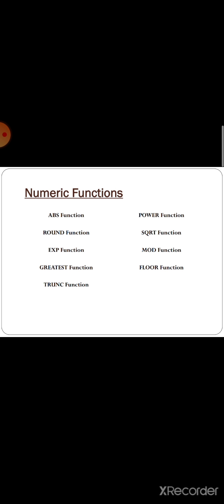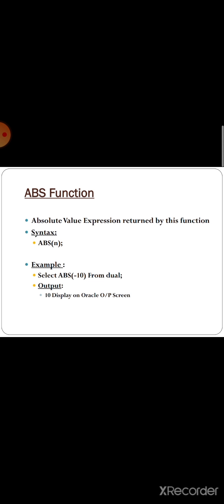Okay, so next we shall see some of the numeric functions. The first ones are ABS, round, exponent, greatest, trunc, power, square root, mod, floor. So these are some of the numeric functions. First one, the absolute function. This function gives the absolute value of the expression. Syntax is ABS(n). Absolute means the sign will be removed from the number. You can see the example: SELECT ABS(-10) FROM dual. So from here the minus is taken out and 10 will be the answer.